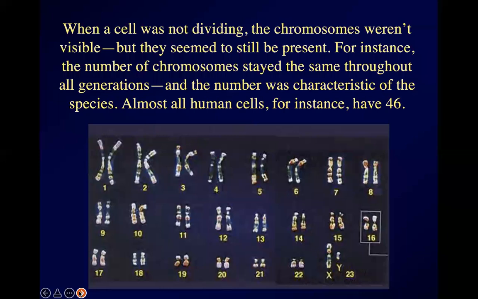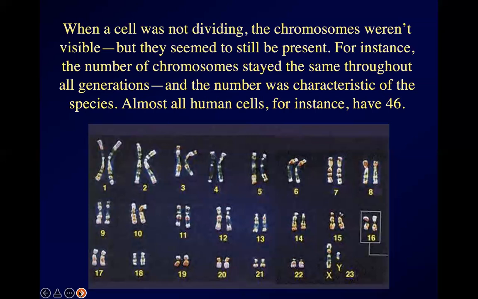Now, here's the thing. When a cell is not dividing, you can't see the chromosomes. If you looked at it under the microscope, the nucleus just looks like this grainy blob, and you cannot pick out individual chromosomes. But we have reason to think that the chromosomes are still there, even though when a cell is not dividing, you can't see them.